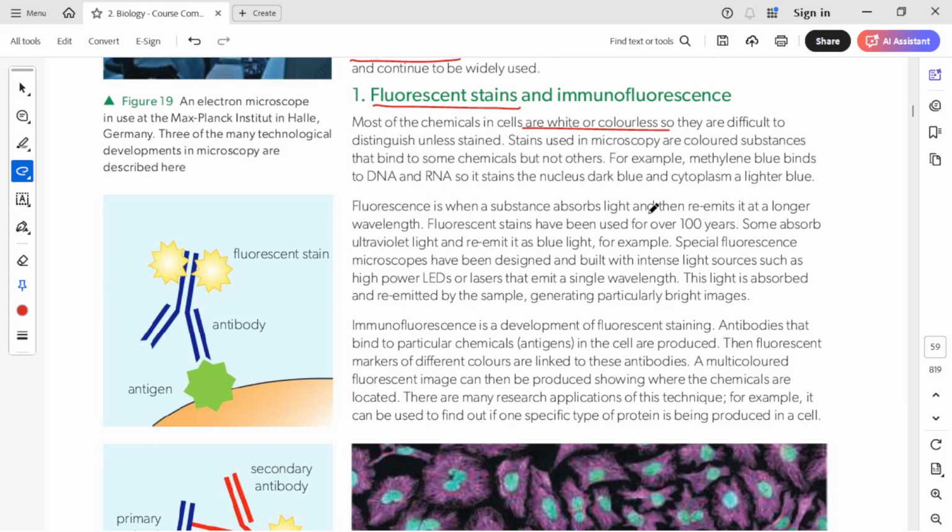Fluorescence is when a substance absorbs light and then re-emits it at a longer wavelength. Fluorescent stains have been used for over 100 years. Some absorb ultraviolet light and re-emit it as blue light. Special fluorescence microscopes have been designed and built with an intense light source such as high power LEDs or lasers that emit a single wavelength. So that is how we can see these objects very clearly. This light is absorbed and re-emitted by the sample, generating particularly bright images.